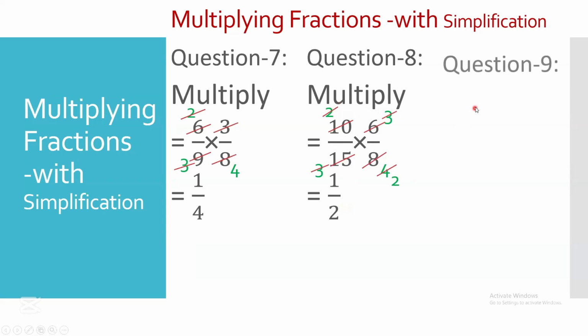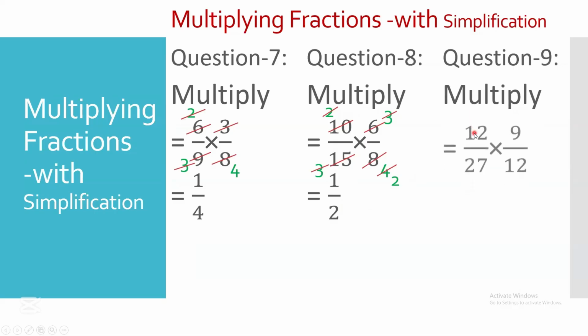My dear students, next go for question number 9. You see, multiply 12 by 27 multiply 9 by 12. Now this 12 and 12 we can cut. Equal number, 1 time. Now 9 we can divide 27 by 9. It is 3 times. So the answer will be 1 by 3.